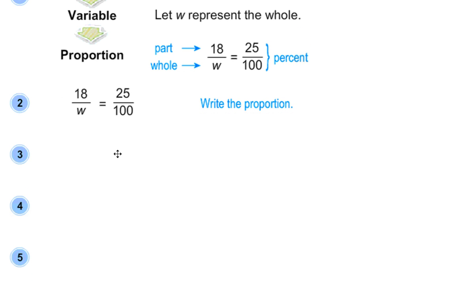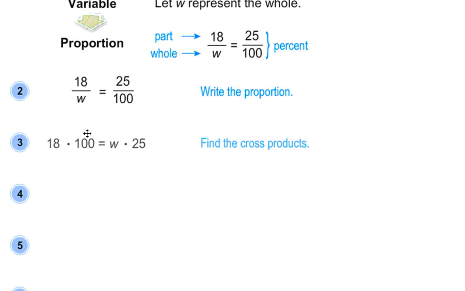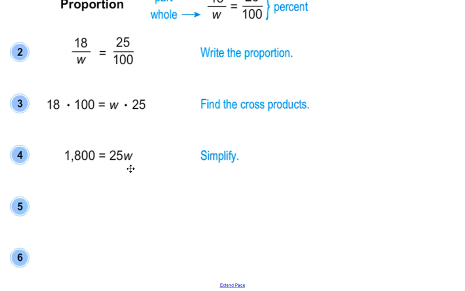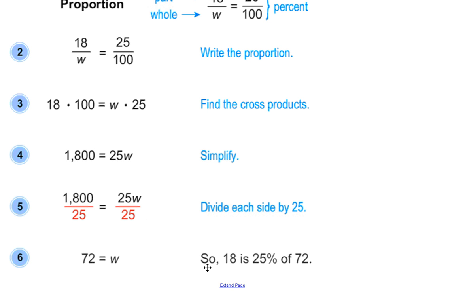Now we can do our cross products. So we have 18 times 100, and we have W times 25. Now we can multiply our cross products. 18 times 100 is 1800. W times 25 is 25W. Now I'm going to divide by the number multiplied by the variable, so that's 25. I'm going to divide both sides by 25, and W equals 72. So 18 is 25% of 72.